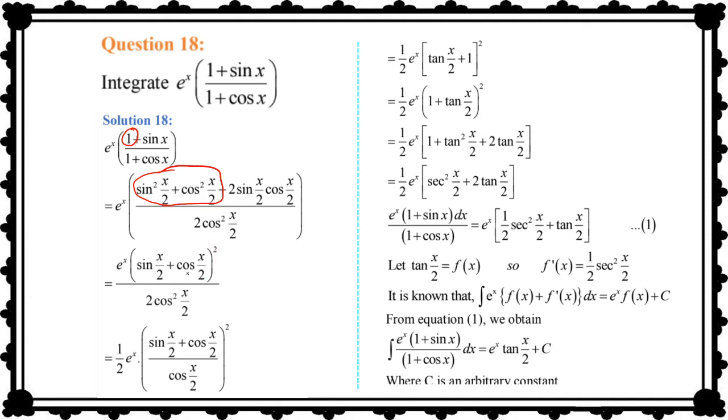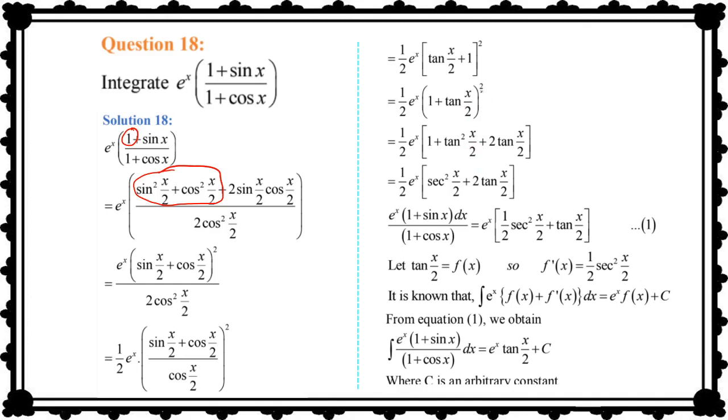Now this is the formula of (a plus b) whole square, and the denominator is as it is. And now half, 1 by 2 e power x constant outside, (sin x by 2 plus cos x by 2) upon (cos x by 2) whole square. Now half e power x, if we separate the terms, is tan x by 2 plus 1. Now 1 plus tan x by 2, right?